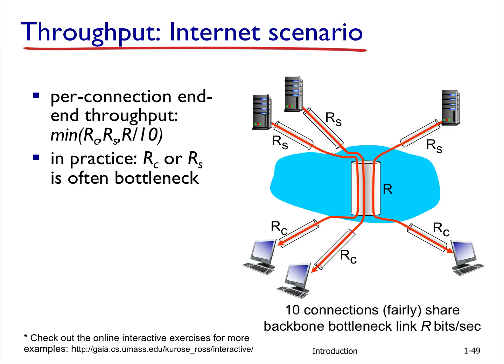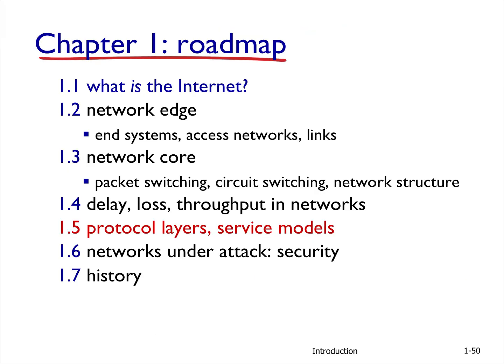So the bottleneck is not just simply by looking at which link is slower and that's it. Also, you have to consider which links are shared, okay? That's very important when you are looking at calculating the bottleneck. I will stop here. That's a very good stop.